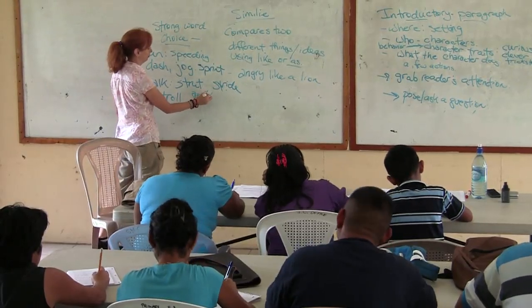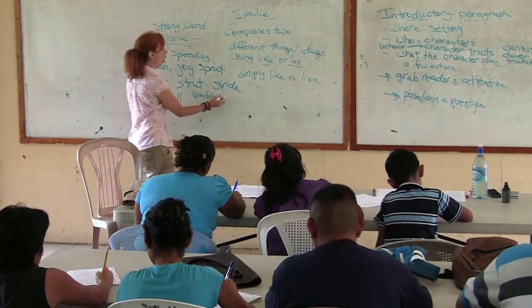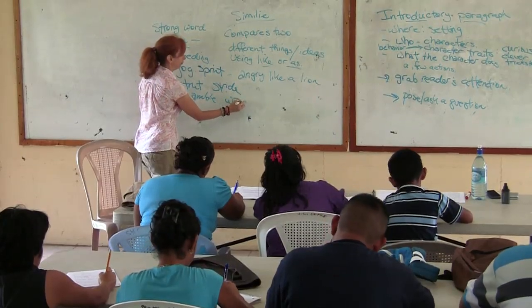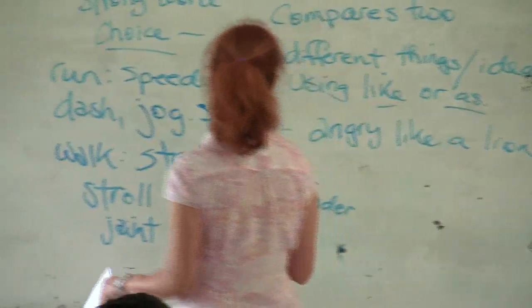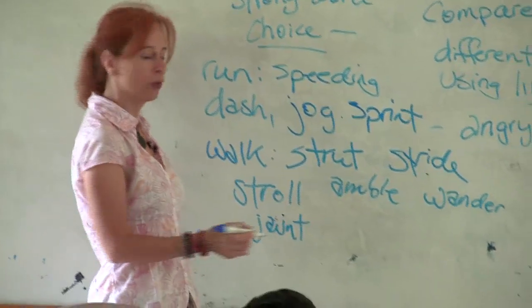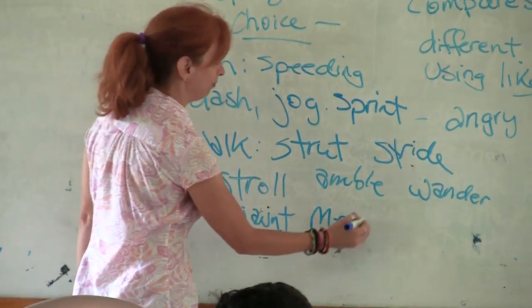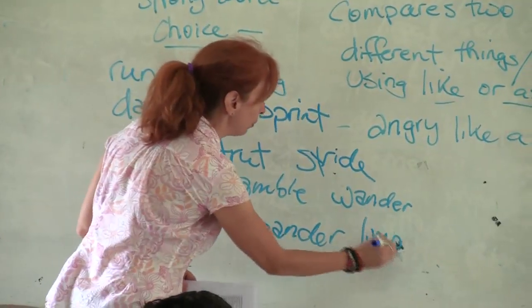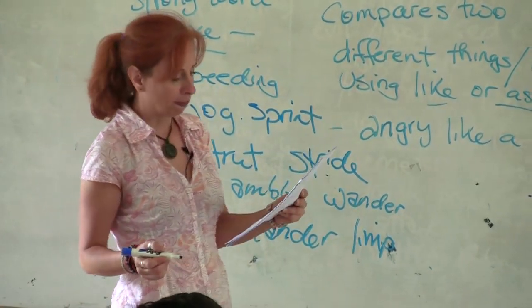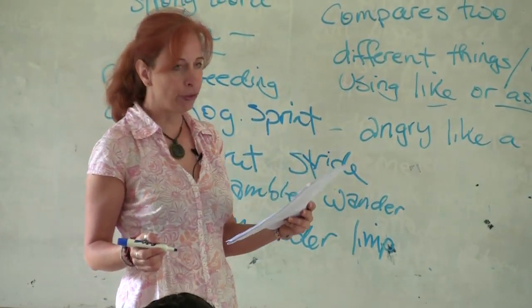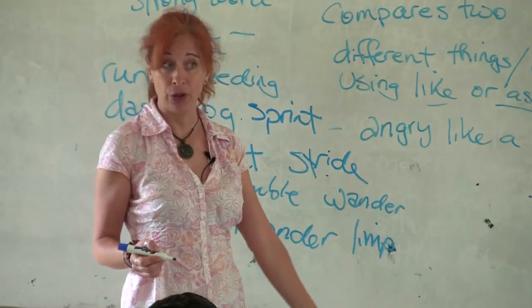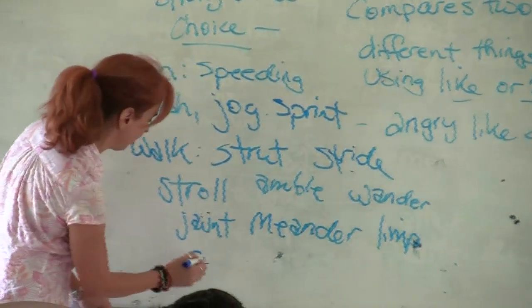Amble. One of my favorites, wander. You could go for a jaunt. Oh, my other favorite. This is what I do when I go to market. It starts with an M. I meander. If your leg was hurt, you twisted your ankle, limp. Exactly. You might limp. If you were a little baby, what might you be doing? Crawl. Yeah.